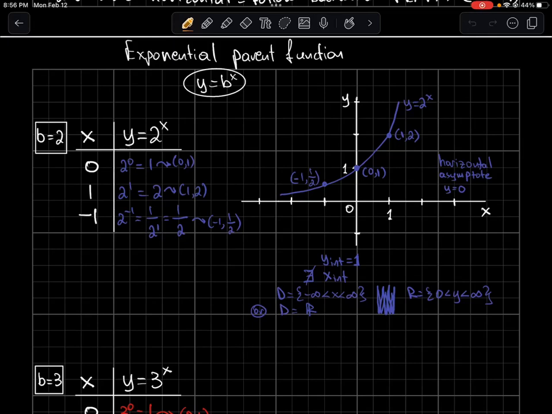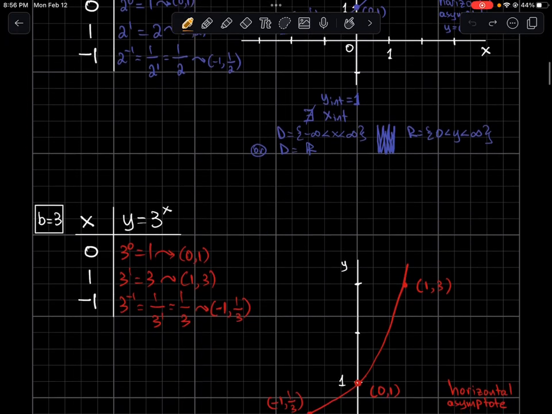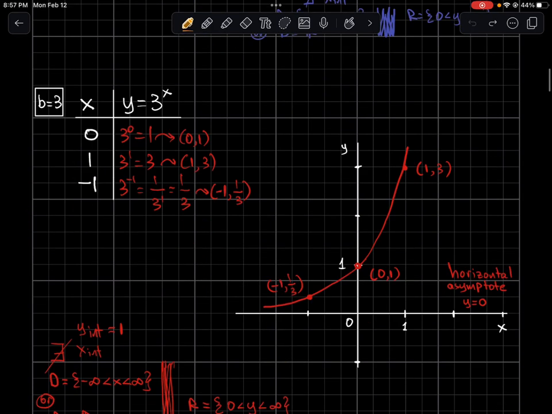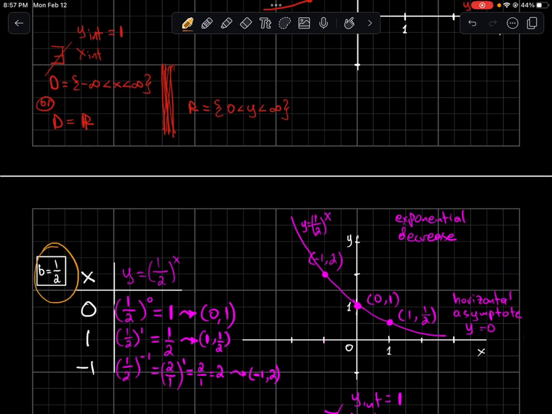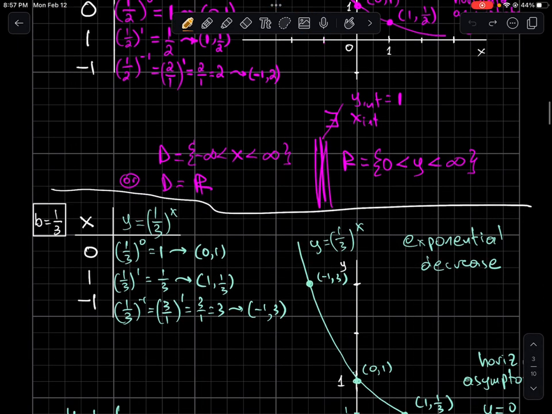Here we're going to talk about the exponential parent function. In general, it can look like this: y equals b to the x, and b can have several values. It could be equal to 2, 3, 4, could be equal to 1/2, 1/3, 1/4, could be any fraction, 2/5, or could be anything. Here what we're going to study is when the base is equal to 2, when the base is equal to 3, when the base is equal to 1/2, and when the base is equal to 1/3.